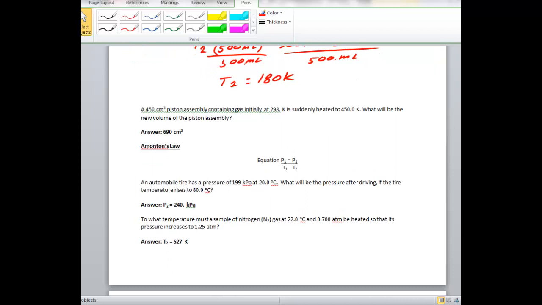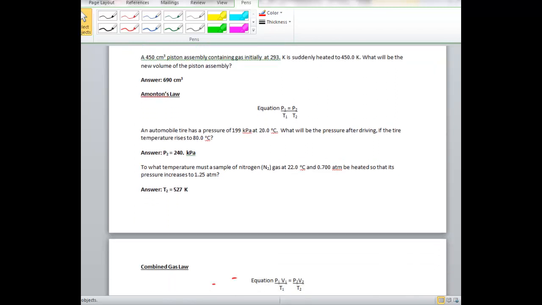Following Charles' law, we can look at Gay-Lussac's law, which is a relationship between pressure and temperature. It's also a direct relationship, meaning as I increase my temperature, my pressure will increase, or if I decrease my temperature, my pressure would decrease. This formula is the same as the Charles' law formula with the exception of the P as the new variable. I gave you answers to these problems. See if you can solve them.